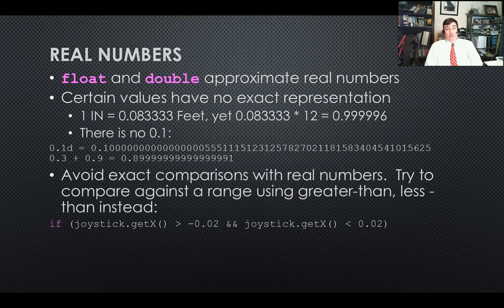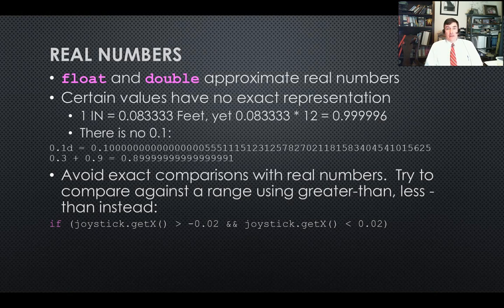So what do I mean by that? We know that there's 12 inches in a foot, which means 1 inch is 0.083333 repeating feet. So if I take 0.083333 times 12, I don't get 1. I get 0.999996 feet. That's not an exact representation.